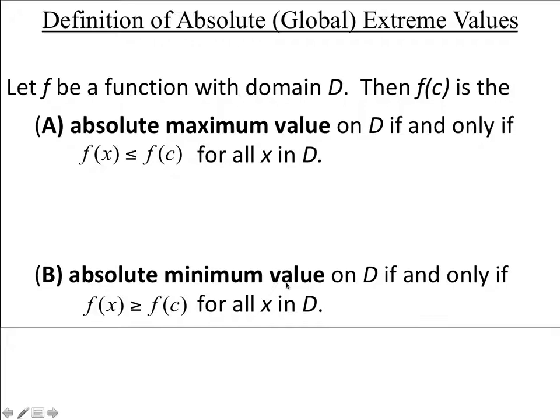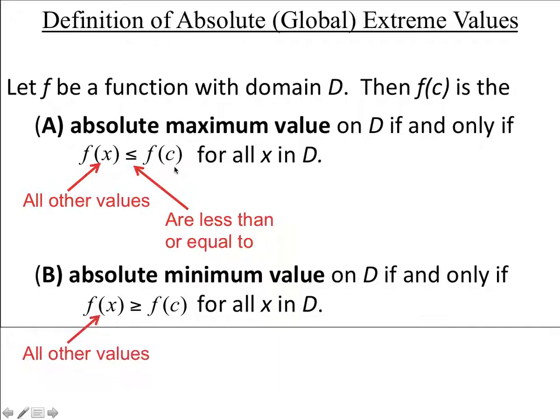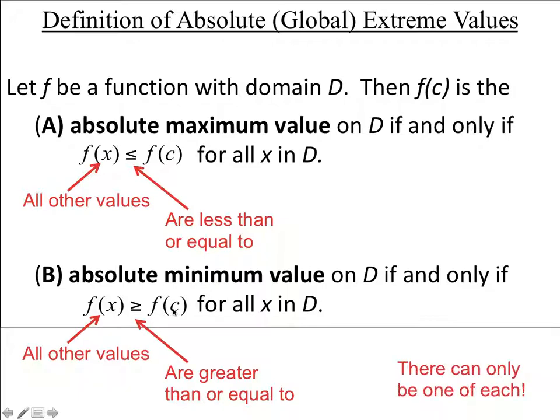In other words, we could call the absolute maximum value the biggest y value. It would be like a hill, and the absolute minimum value might be like a valley. That would be just one example. We're talking about a maximum where all other values are less than or equal to that value. And for a minimum, all other values are greater than that minimum value. There can only be one of each on each function. That's why we call them global. There's one absolute max and one absolute min.